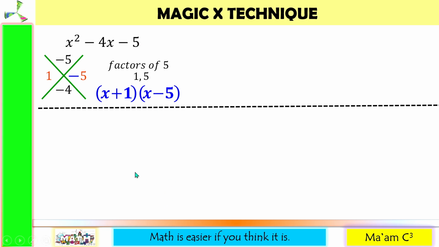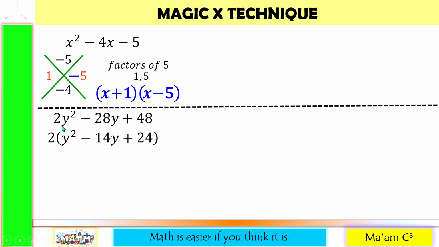Let's have another one. This time, let's have 2y squared minus 28y plus 48. This is not a trinomial where a is equal to 1, but 2, 28, and 48 are all divisible by 2. So I'll just factor out 2, and here is my remaining factor. Quick check. 2 times y squared is 2y squared. 2 times negative 14y is negative 28y. 2 times positive 24 is positive 48. This is now the trinomial where a is equal to 1.